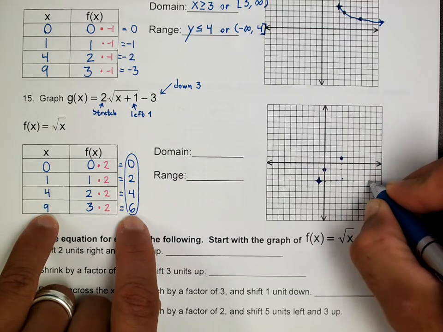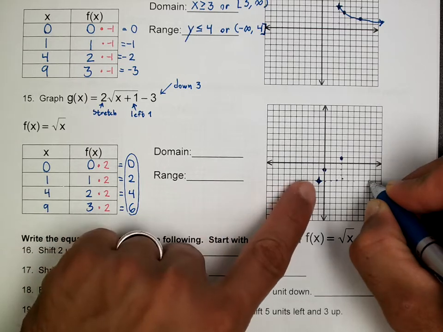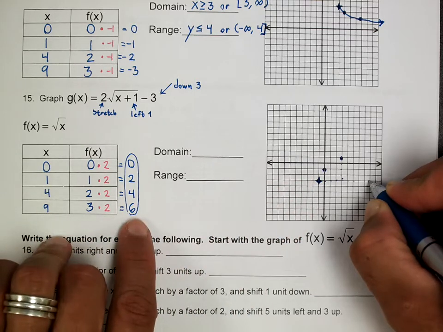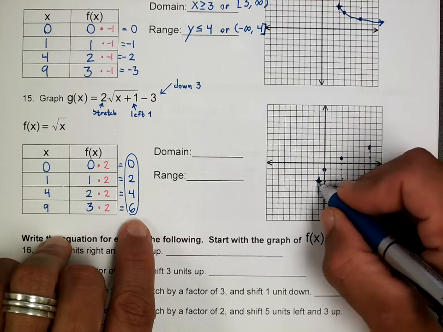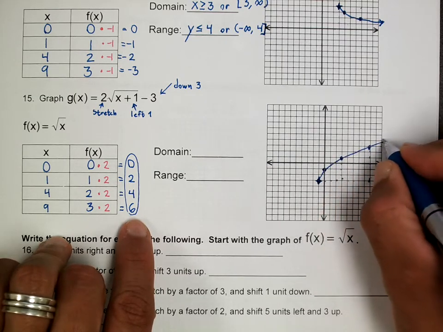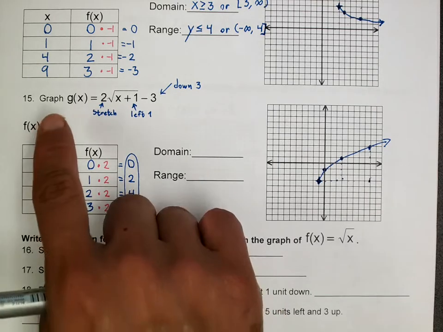9 is right there. And then up 6. All right, so pretend again that that point right there was 0, 0. So that point right here would be 9, 6. Connect the dots, and that is the function. We just graphed that function.